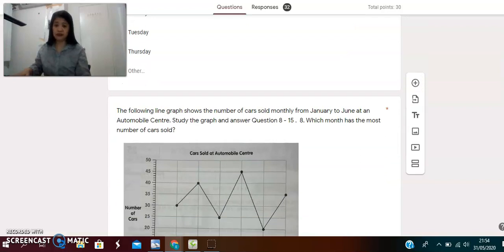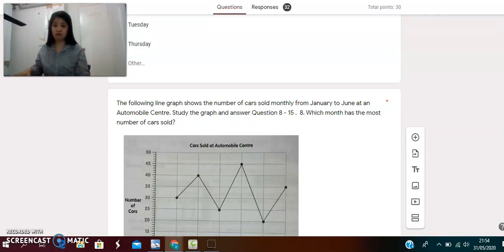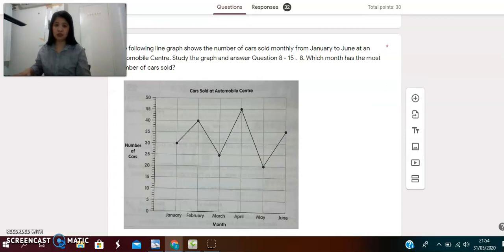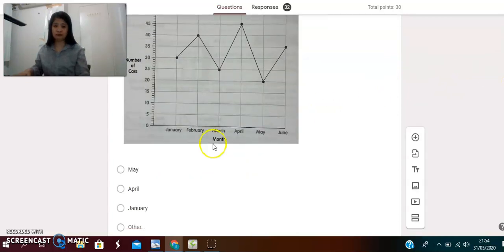Okay, next, the following line graph shows the number of cars sold monthly from January to June at an automobile center. Study the graph and answer questions number 8 until 15. Which month has the most number of cars sold? The month that has the most number of cars sold is April. Look at the highest point. The highest point in the line graph is April, 45. So the answer is April.